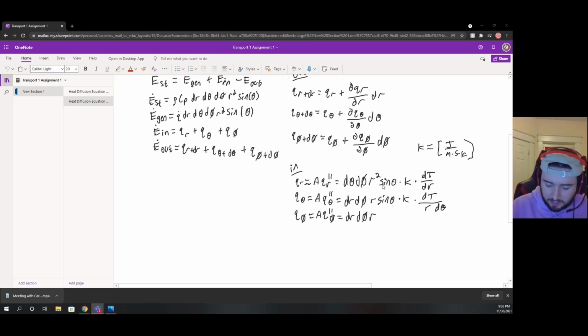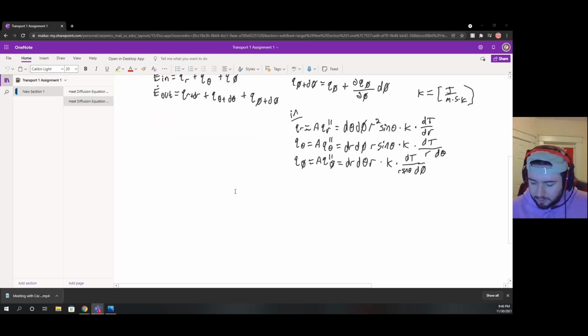No, that's wrong. dr d theta times r, times our thermal conductivity times change in temperature. And then once again, we have to quantify d phi as a length so that our thermal conductivity can cancel. So we're going to have to use r sine theta d phi. So we have our values for the heat flowing in and the heat flowing out.